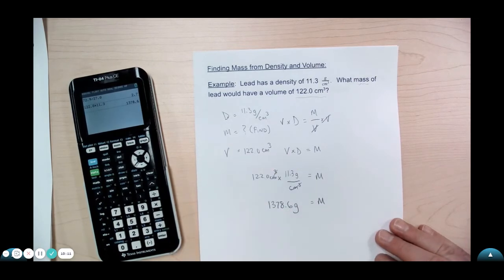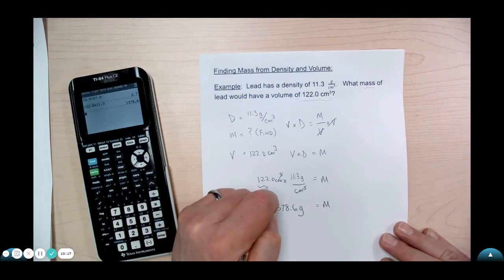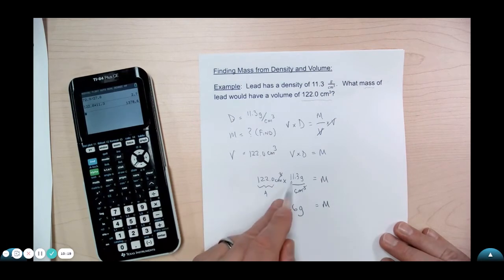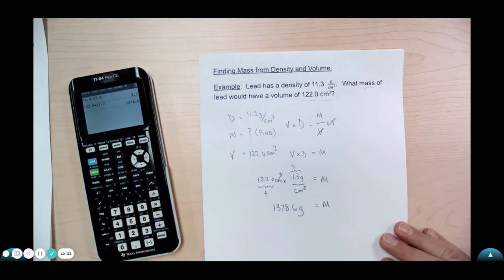But that's not rounded properly. So, how many significant digits can we keep? We got 4 here. That has 4 sig digs. We got 3 here. That has 3 sig digs. We can only keep 3. So, I'm going to start counting from this side of the number and find my third significant digit. That one's significant. That's number 1, 2, 3. I have to round right here.